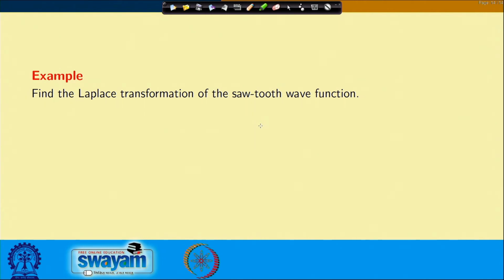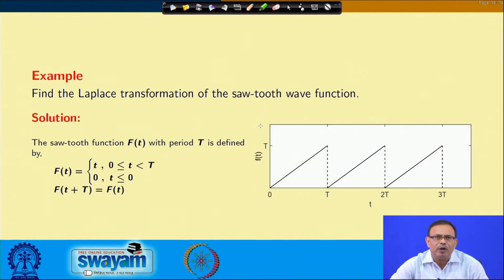We want to find the Laplace transform of the sawtooth wave function. What is the sawtooth wave function? The sawtooth wave function is defined as f(t) equals t whenever t lies between 0 and capital T, and it is 0 whenever t is less than 0. We are saying that the sawtooth function is a periodic function with period capital T, so that f(t plus T) equals f(t). The graph is also given: from 0 to capital T it takes f(x) equals x, from T to 2T it takes the same graph again, and it continues like that.